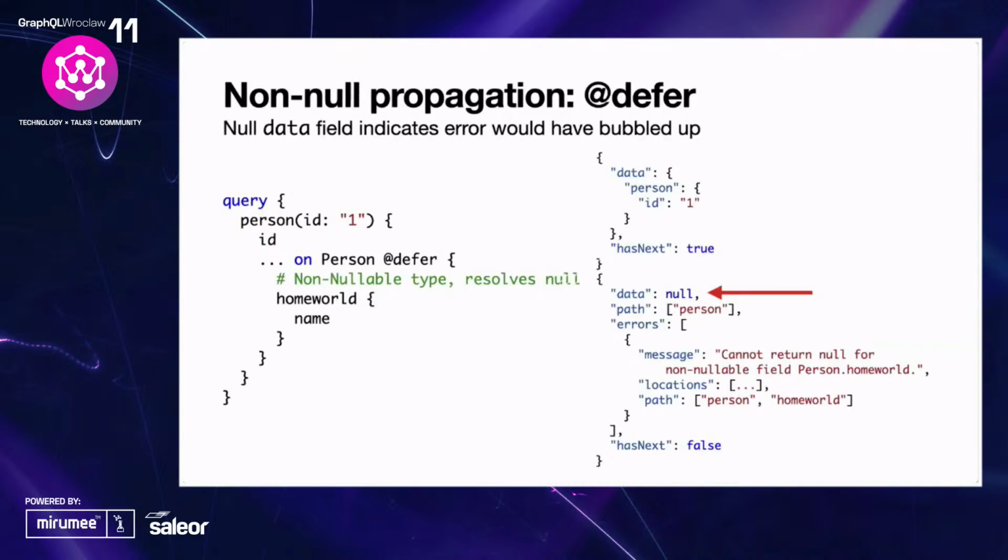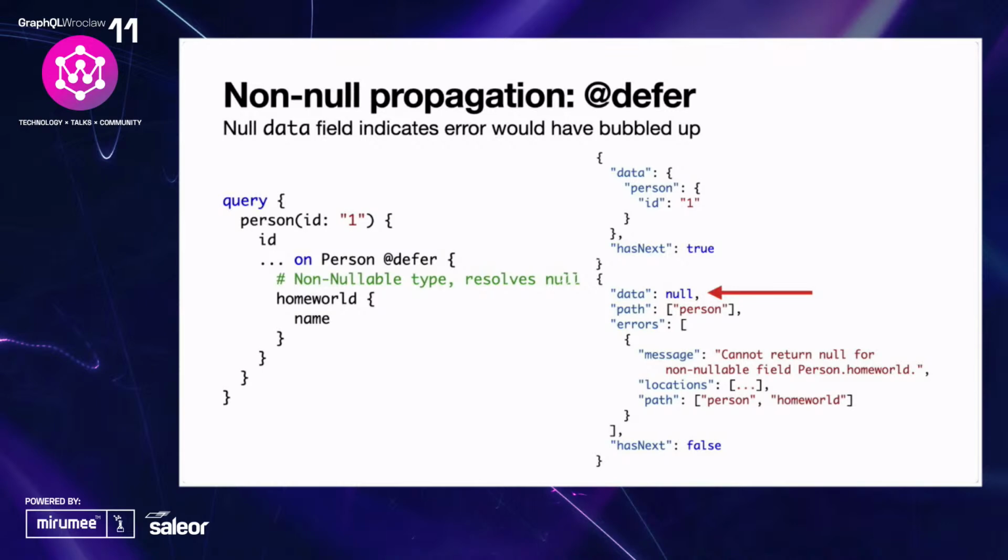First, an example with defer. So in normal cases, the data field on the payload from a defer directive will always be an object. This is because we only allow defer on fragments. And we can use this to our advantage and let a null data field represent an error that should have bubbled upwards. So in this example, we have a deferred fragment on the person field.